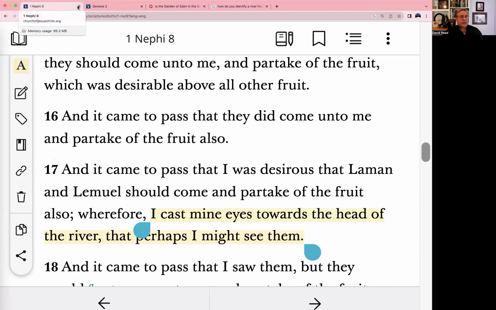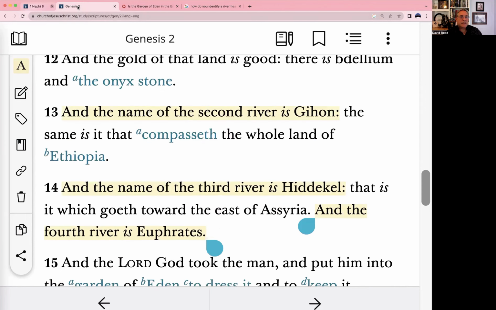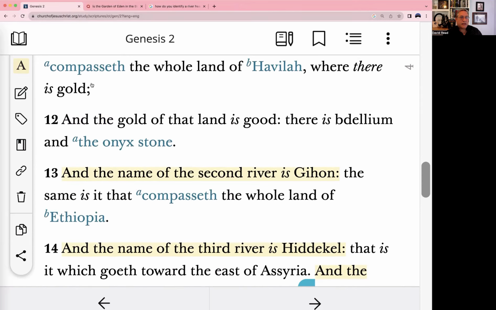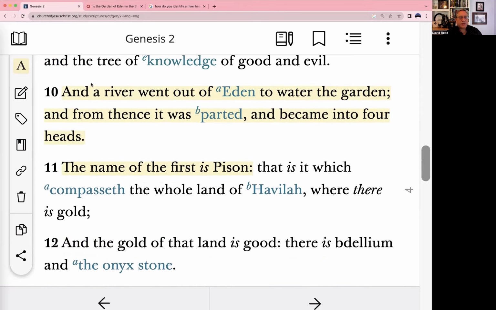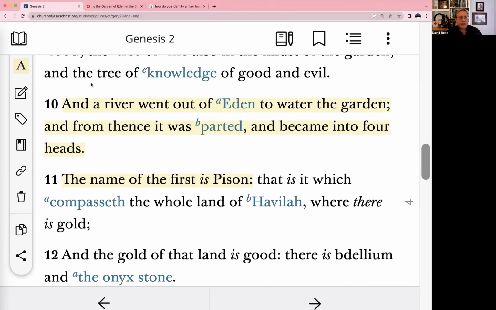There is, however, another use of head related to river in the scriptures, and this is in Genesis. So this is actually in Genesis chapter 2, and it starts in verse 10. This is a description related to Eden.